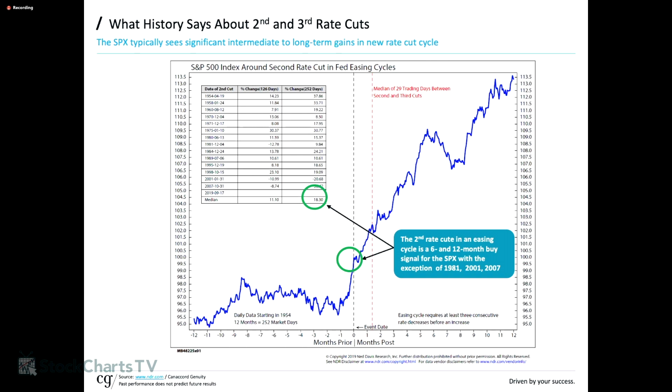And of course, the last two cycles, Dave, because they're the most obvious and the nastiest, they get all the attention. But if you actually look at it from the date of the second rate cut, which again was last month, your median gain 6 and 12 months later is 11 and 18% respectively. So the idea that the Fed is cutting rates should make you negative, I believe, is a lot more historically unique than it is. You should get bullish on it, and we are, as you know.